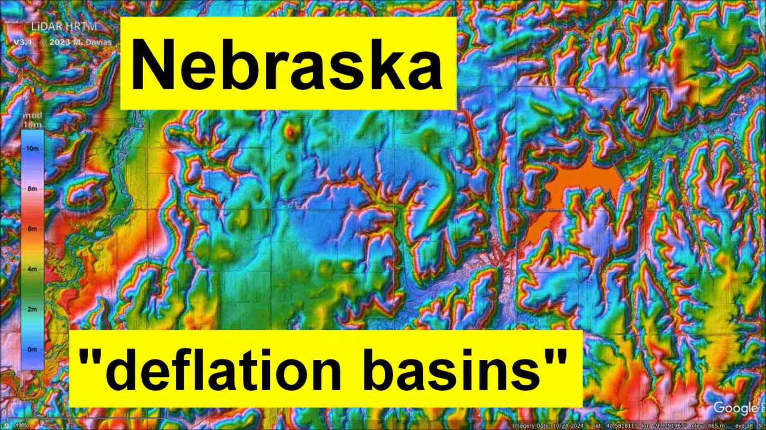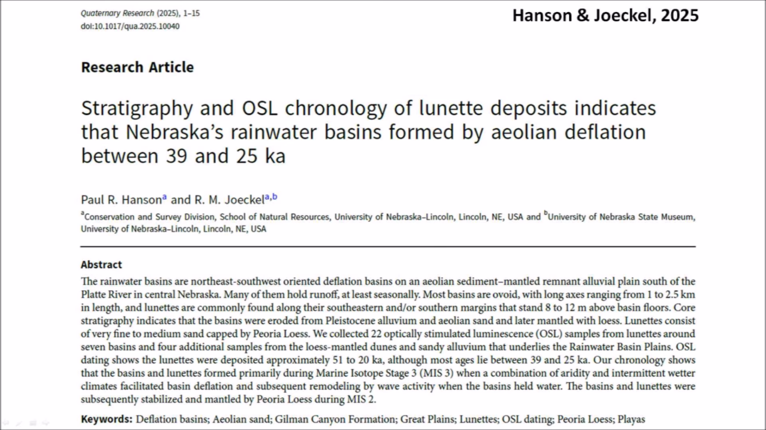This presentation discusses a new paper about the Nebraska rainwater basins. The Nebraska basins are similar to the Carolina Bays, but they have a southwest orientation instead of the southeast orientation of the basins in the East Coast. The paper by Hansen and Jokel, titled Stratigraphy and OSL Chronology of Lunette Deposits, indicates that Nebraska's rainwater basins formed by Aeolian deflation between 39 and 25 Ka, that is 39 to 25,000 years ago.